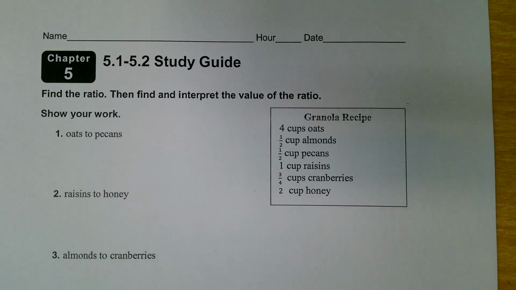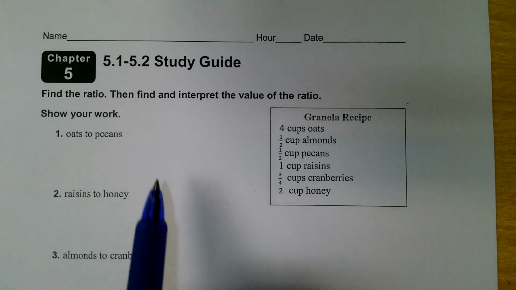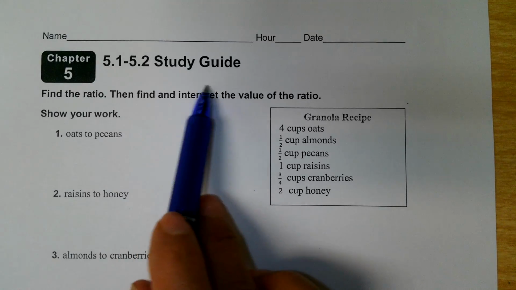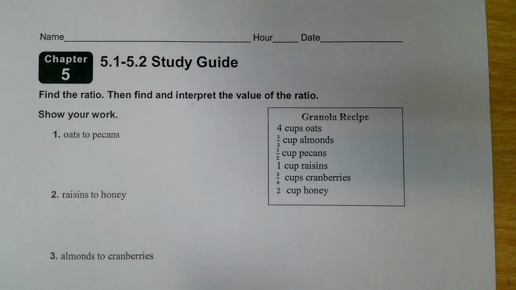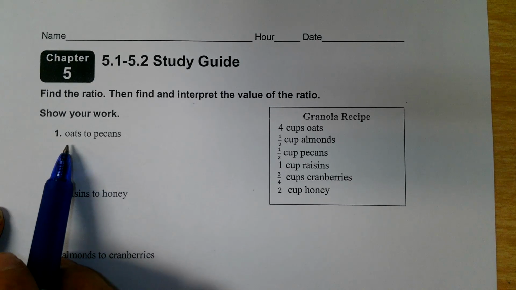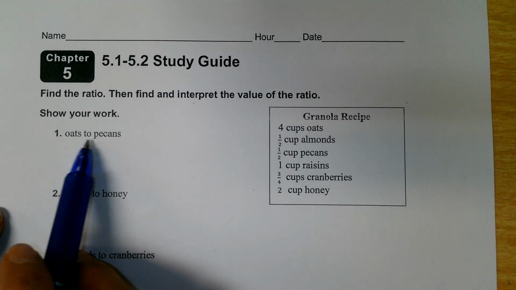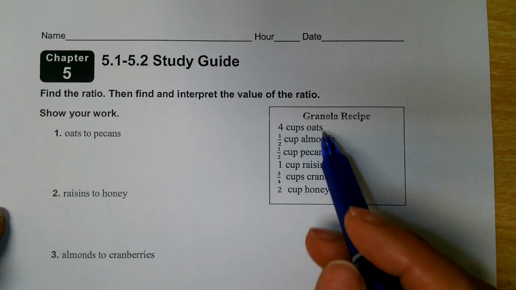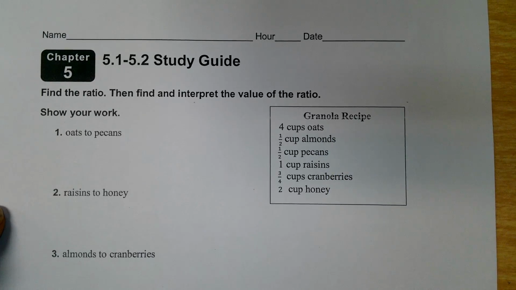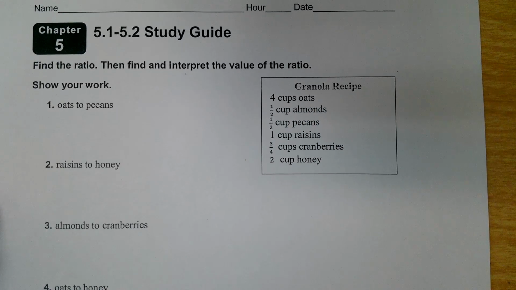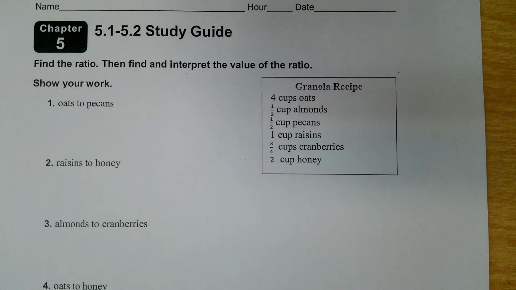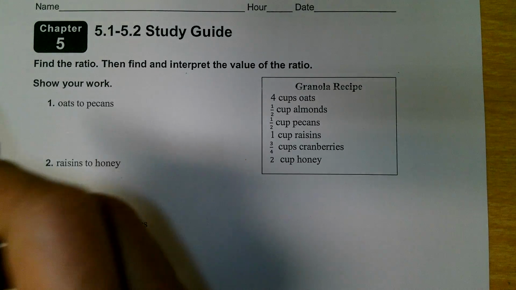We'll be going over the 5.1, 5.2 study guide. Just remember that you're reading the directions. It says find the ratio, then find and interpret the value of the ratio. When you're interpreting, you're translating what does that all mean. The first thing you want to do is look at your oats to pecans and then look at your granola recipe here. I'm going to go a little fast just for the sake of time. I try to keep it under 15 minutes, so be sure to pause it, go back anytime you need to.